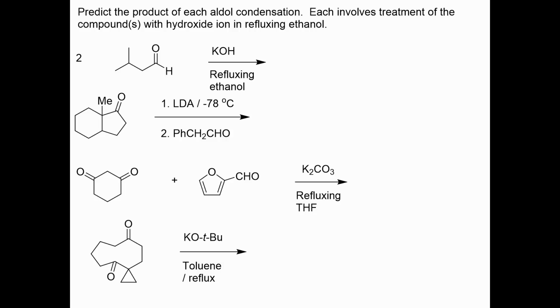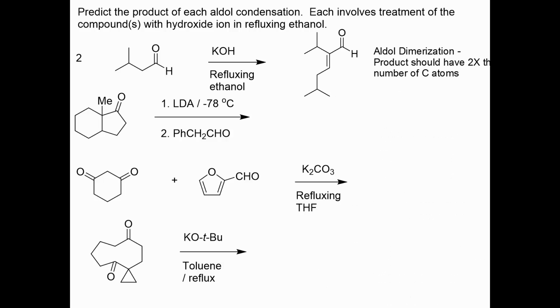All right, so here's another self-aldol. We're going to take this aldehyde and do the self-aldol in refluxing ethanol. And this is going to give us the aldol dimerization product, and note that in the aldol dimerization product you have to have twice as many carbons as you did in the starting material. Okay, let's just verify that. 1, 2, 3, 4, 5. 1, 2, 3, 4, 5, 6, 7, 8, 9, 10.